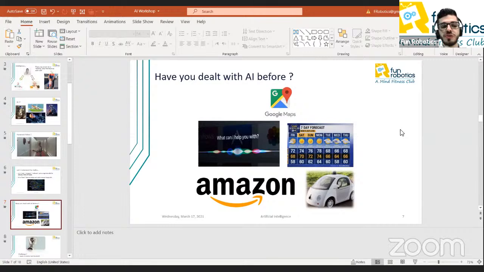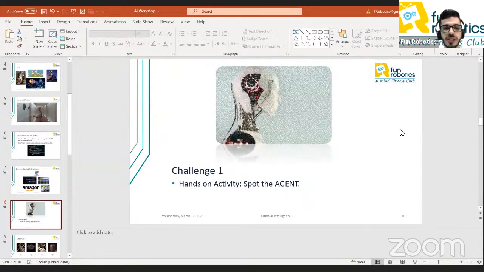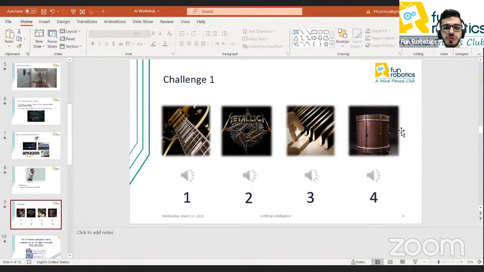Now let's move on to the first challenge of today, which is I'm going to show you a series of actually four images or four samples of music sheets, and I want you to tell me which one of them is actually made by AI. So this is a challenge for you, and I will make you listen to the first sample, and we're gonna start now.